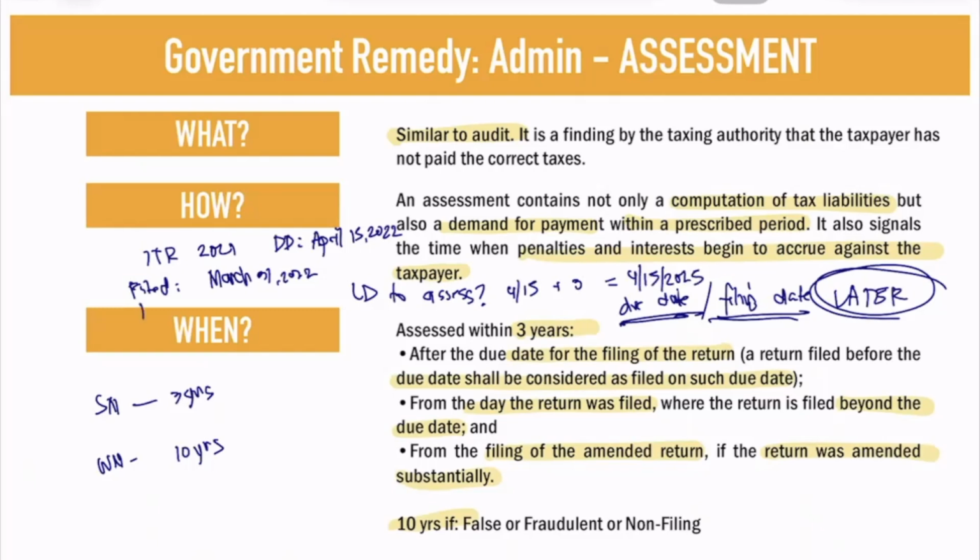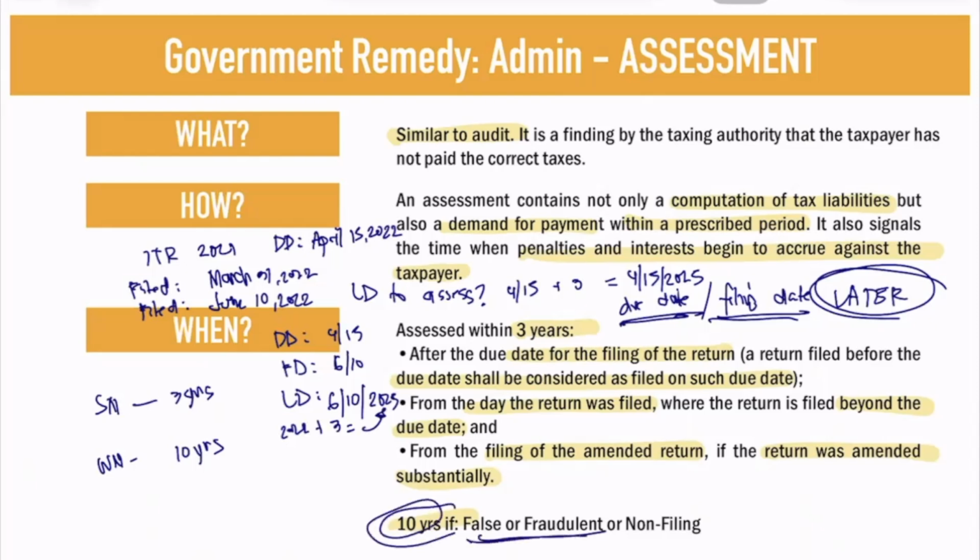How about if you filed on June 10, 2022? When is the last day to assess? Again, the due date is April 15. The filing date is June 10. The last day should be the later between the two. That is June 10 plus 3 years. So 2022 plus 3 years is 2025. That is the last day to assess, if it is simple neglect. For willful neglect, it is 10 years.